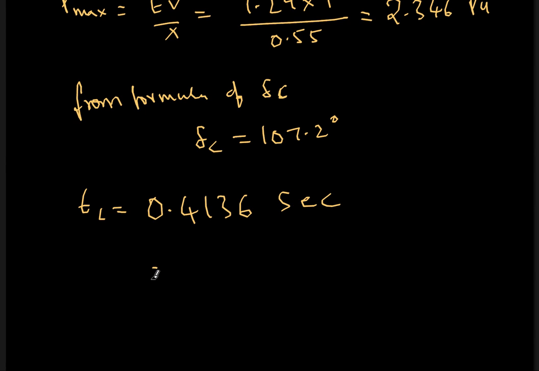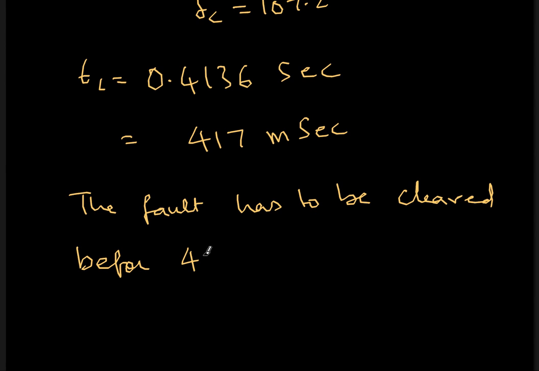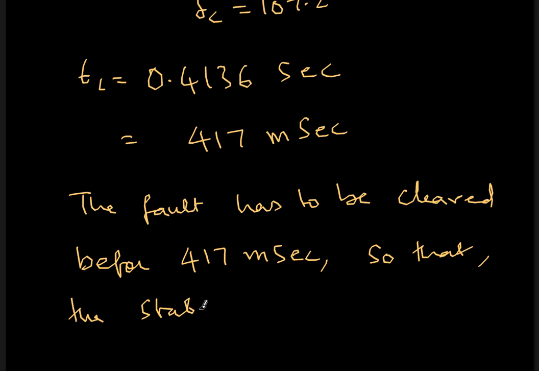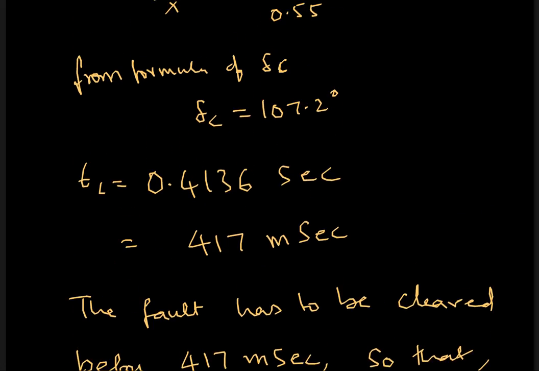So 0.4136 seconds, or about 413 milliseconds. Finally, the fault has to be cleared before 417 milliseconds so that stability is maintained. If the fault is not cleared within 417 milliseconds, then the machine will lose synchronism.